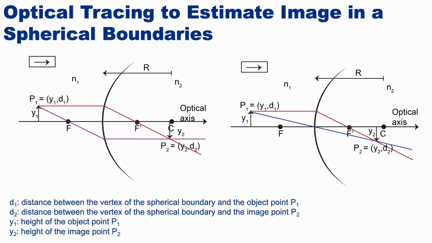The other ray is the one that goes to the vertex of the spherical boundary without any tilt. So we just draw a straight line that passes from the object point through the vertex of the spherical boundary.